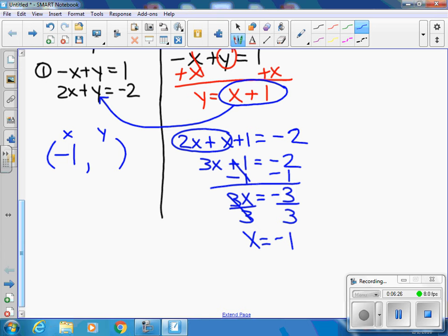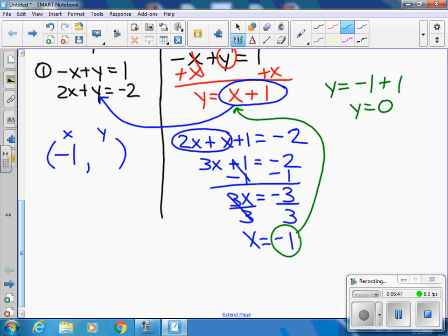All right, so the negative 1 that you just received as your x value is now going to come back up here to the revised equation, to that expression, and that's what you're going to substitute in. So now you've got y equals, take the x out, put the negative 1 you just found in, and then plus 1. Negative 1 plus 1 makes 0. So the y value to this ordered pair is going to be 0. So your final answer is coming out being negative 1, 0.